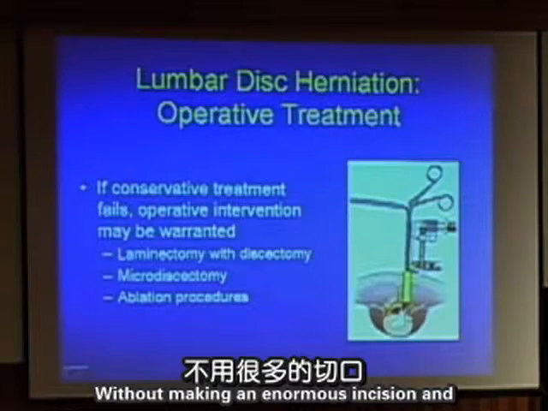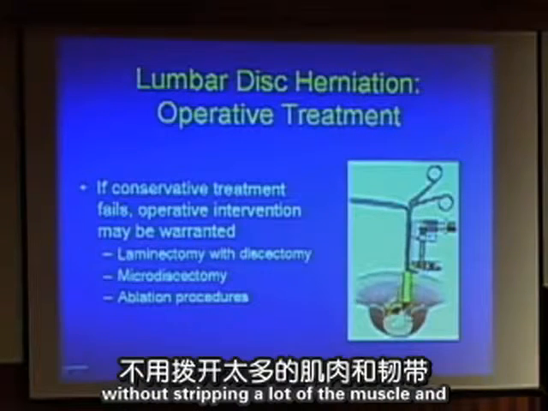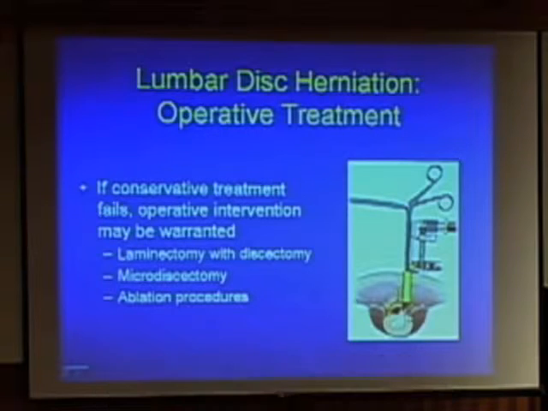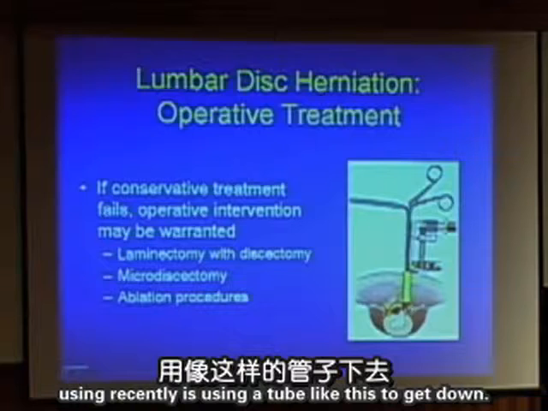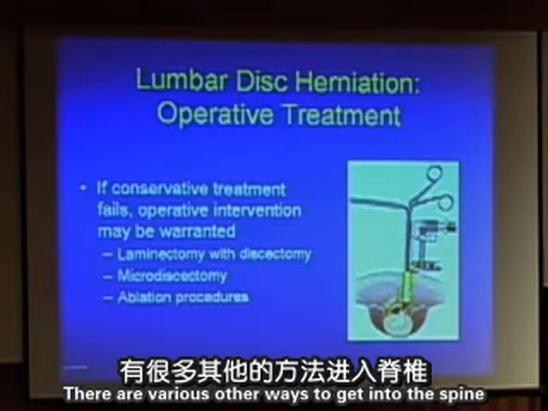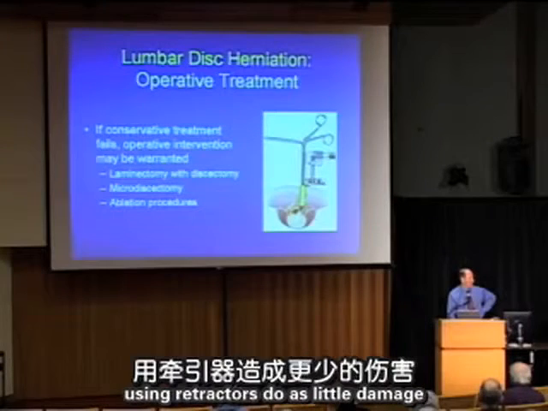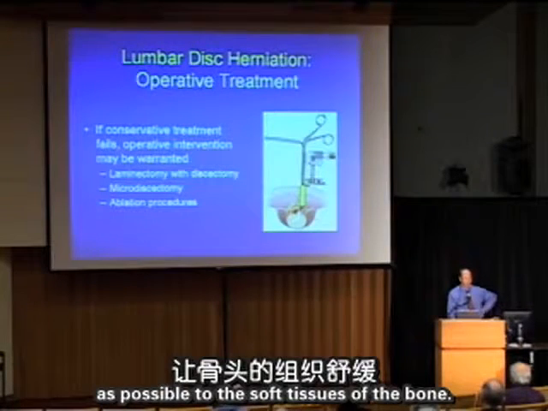without making an enormous incision and without stripping a lot of the muscle and ligaments. One of the ways we've been using recently is using a tube like this to get down. And there are various other ways to get into the spine by using retractors that do as little damage as possible to the soft tissues and the bone.